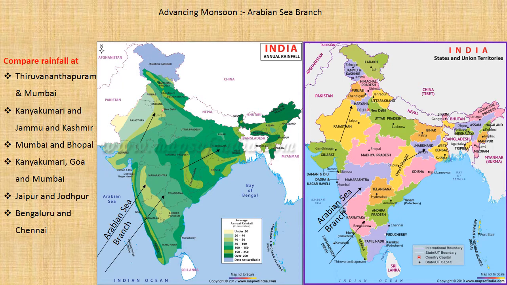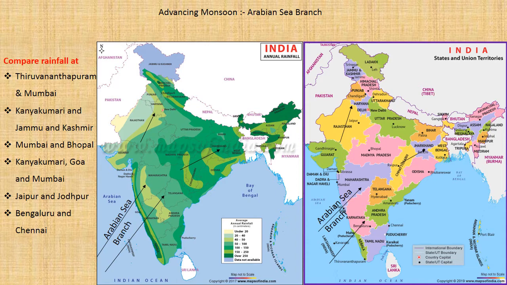So in short, if you want to explain why Thiruvananthapuram will receive more rainfall than Mumbai, you can say that Thiruvananthapuram lies to the southern tip of India. So the Arabian Sea branch reaches Thiruvananthapuram first. As the Arabian Sea branch proceeds to the north, Mumbai lies to the north of Thiruvananthapuram, and so it will receive less rainfall compared to Thiruvananthapuram.